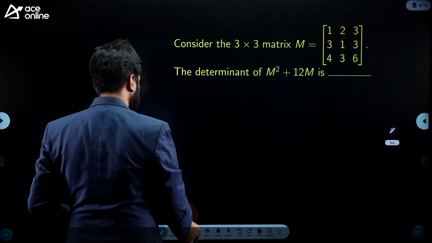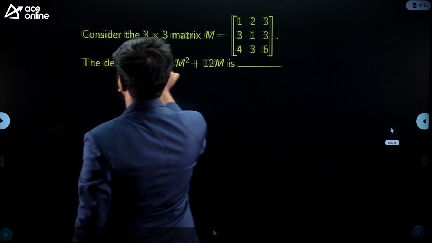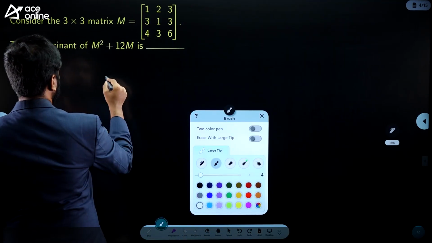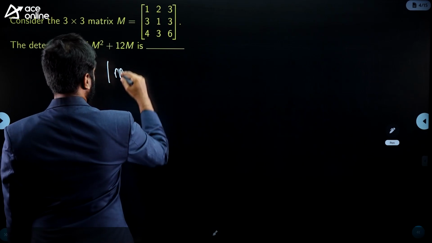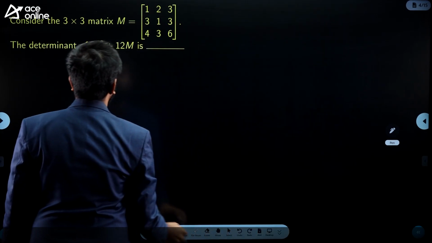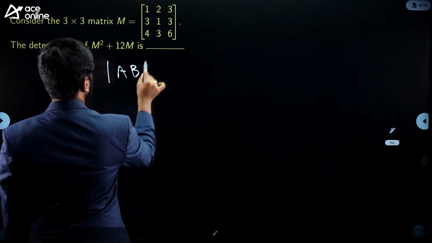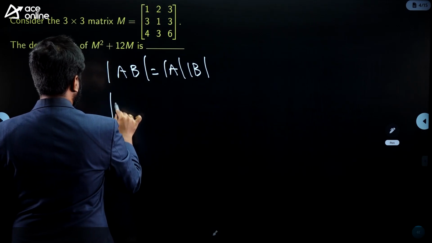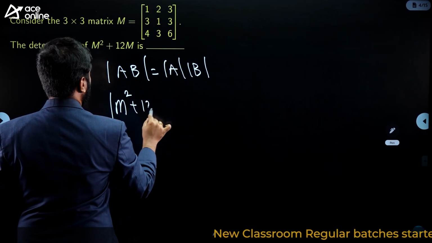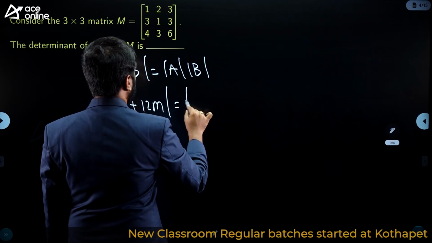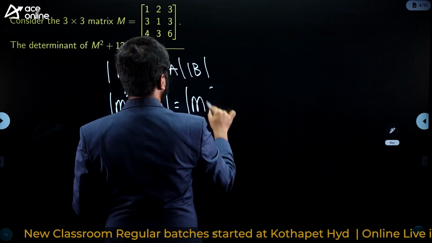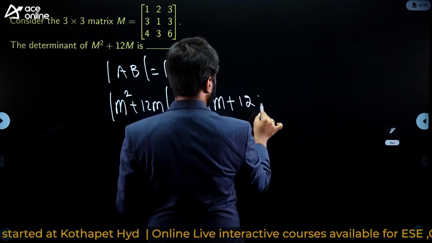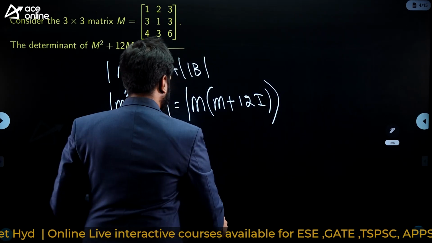What you are supposed to do is know the properties of determinants. According to the properties of determinants, firstly I am going to use this particular property: determinant of AB is determinant of A into determinant of B. So the determinant of M square plus 12M, how can you simplify this? If you take M common, this is M into M plus 12I. Now this is what is left.